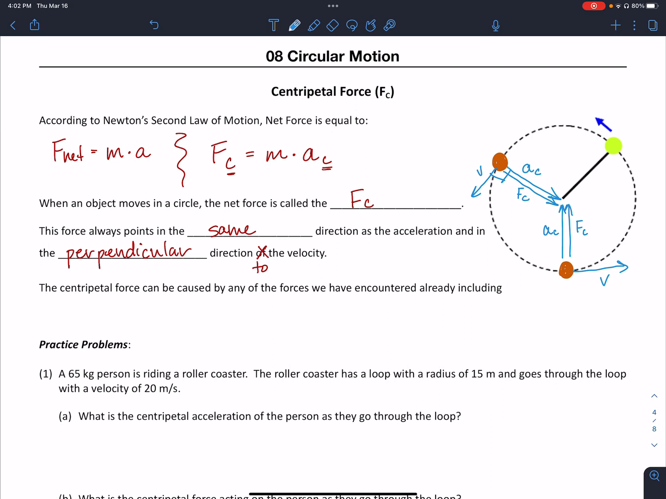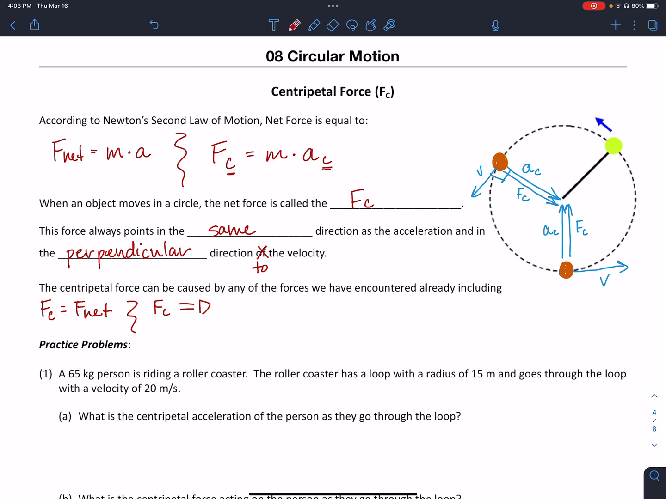So the direction that your acceleration and force point is always to the center, but that may not always be the same. Sometimes it may be up, sometimes it may be down, sometimes it could be to the left, sometimes it could be to the right. It depends on where you are in your circular path. Now, this centripetal force is a very general term. So Fc equals F net. And it's not a new force. It's not like we're adding to our list of forces. This Fc is caused by other forces.